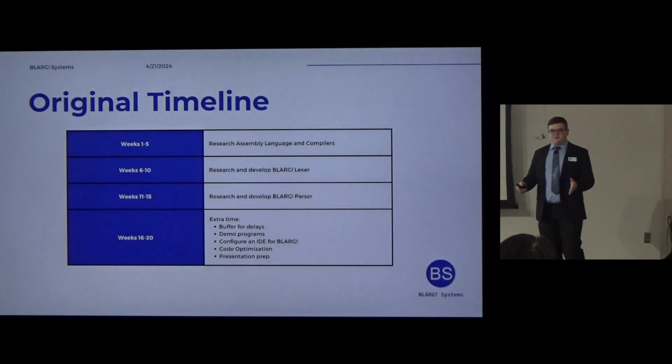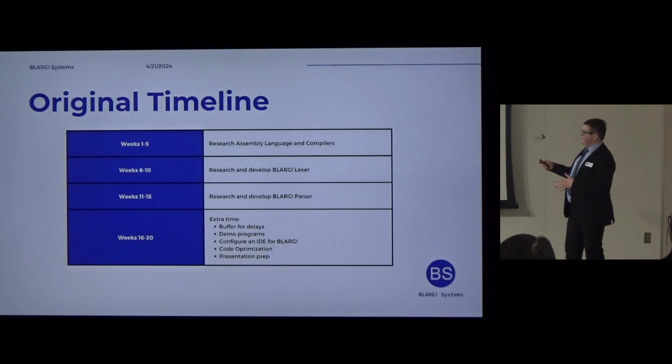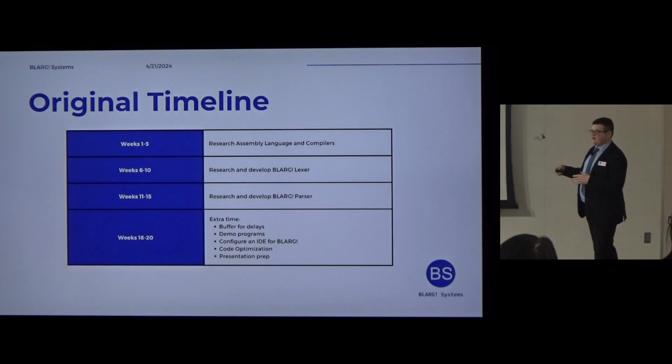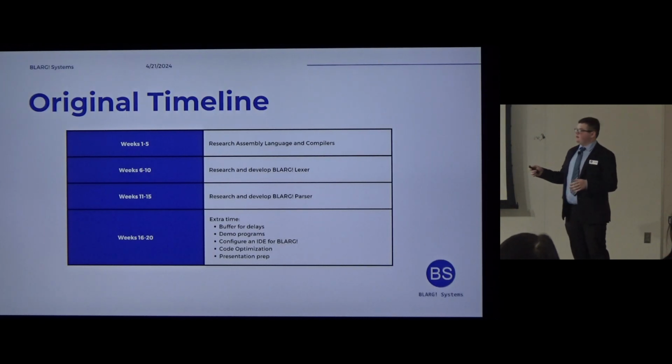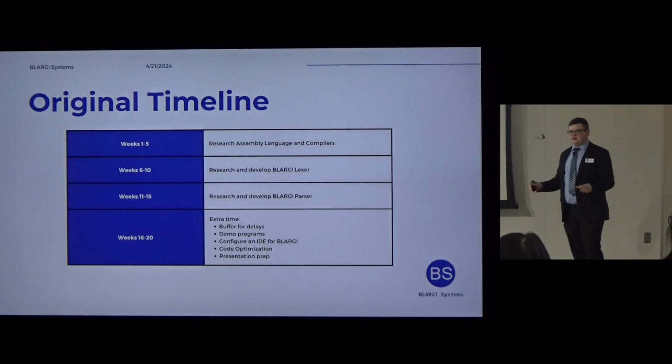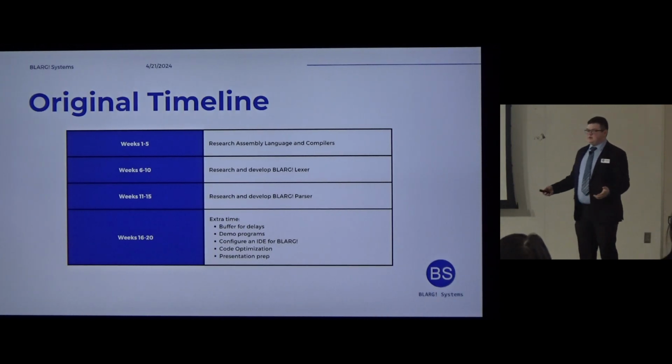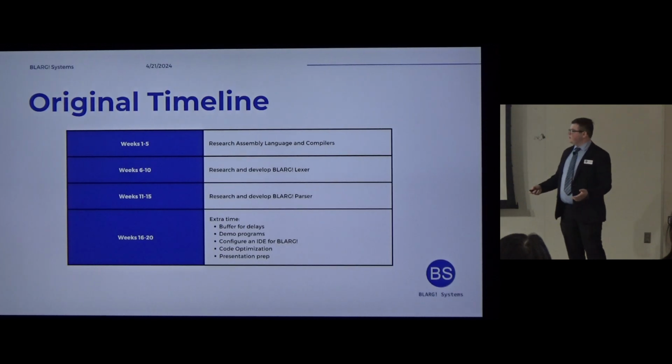So when I was planning out this project, I made a simplified timeline. It goes in more detail in this, but I simplified it for the presentation. And I broke it into 5-week chunks here. So the first 5 weeks, I was just going to focus entirely on researching what I was actually doing and how assembly language works. The next 5 weeks, we focused on developing the lexer of my compiler. And the next 5 weeks after that, the parser.